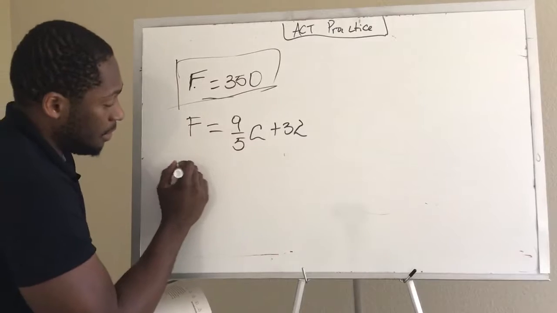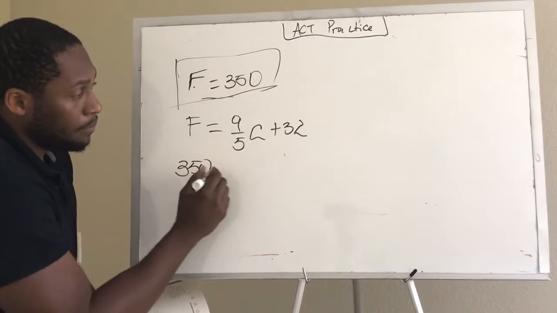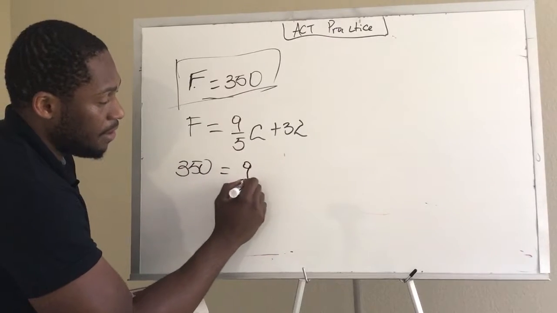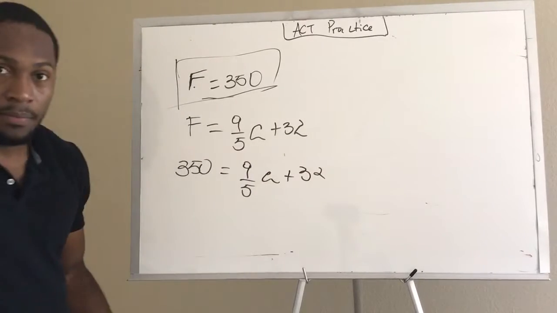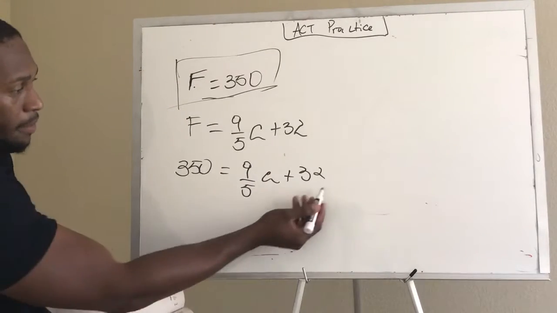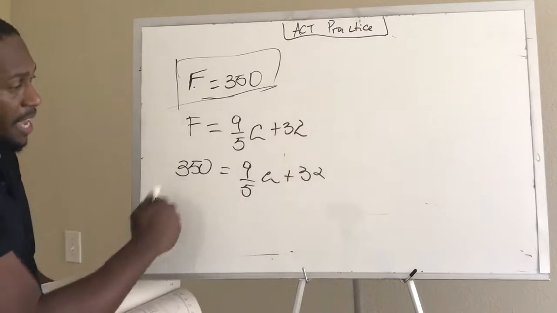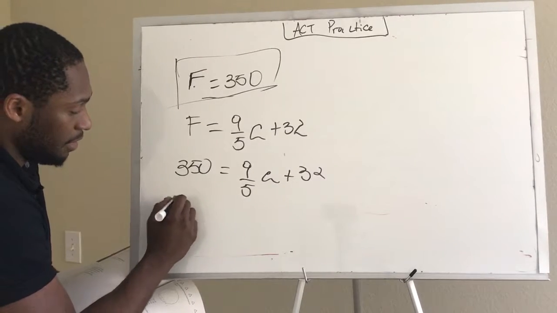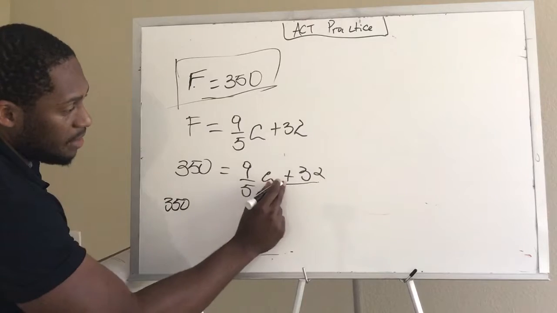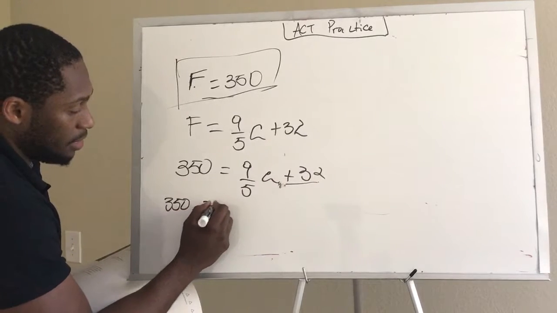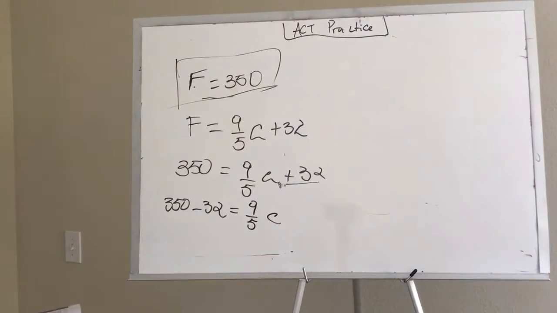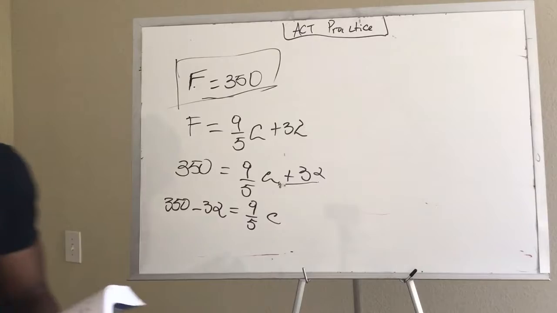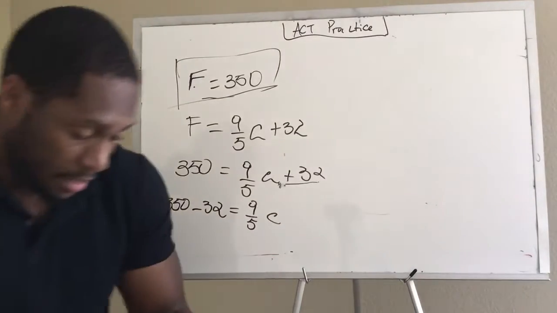So we know F is equal to 350, which is equal to 9/5 C plus 32. Simple equation, right? What we do is we move this guy to this side, so 350. Here, this was positive, and moves to this side as minus 32, is equal to 9/5 C. All right, so let's use a calculator.